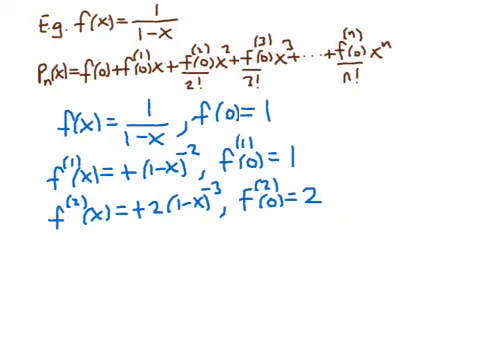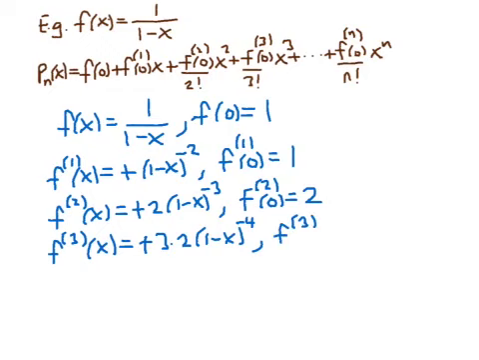In the same way, the third derivative as a function of x is going to be, well, we already have a 2 here. We'll bring down a minus 3, so we're going to get minus 3 times 2 times 1 minus x to the minus 4. And then we multiply this by the derivative of the brackets, which gives us a minus 1. So yet again, as you're probably expecting, we have a plus sign. So therefore, f3 of 0 is equal to 3 times 2, and 3 times 2 is 3 factorial.